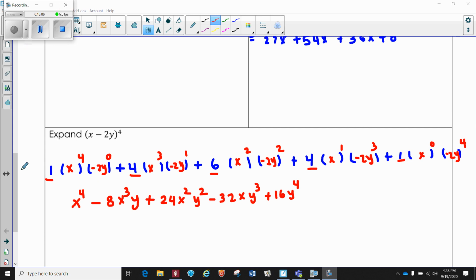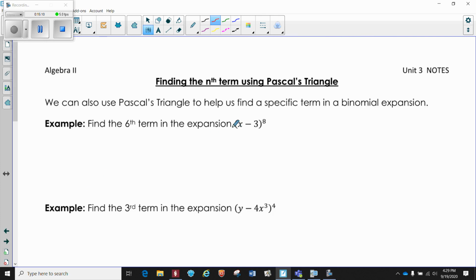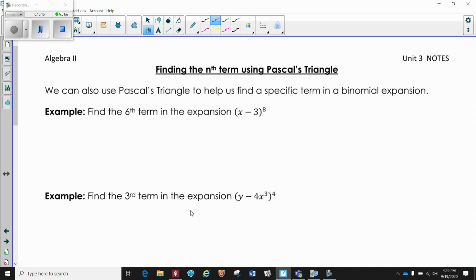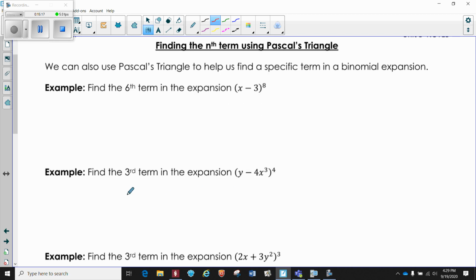All right, so I'm going to go to the next page, and then this is the same thing. It says find the sixth term or find the third term. So I'm going to do this here actually. Find the third term in the expansion of y minus 4x to the third to the fourth power. So again, fourth power, so we're going to have 5 terms. So again, the coefficients are going to be 1, 4, 6, 4, 1.